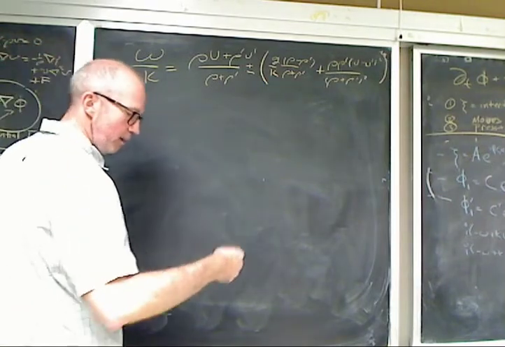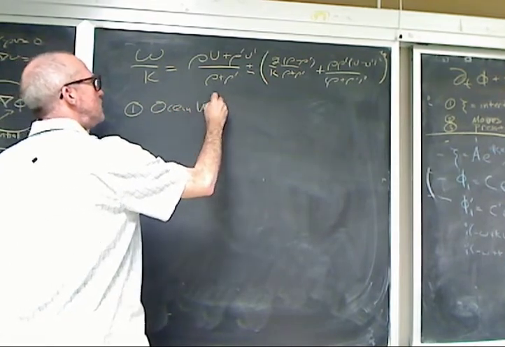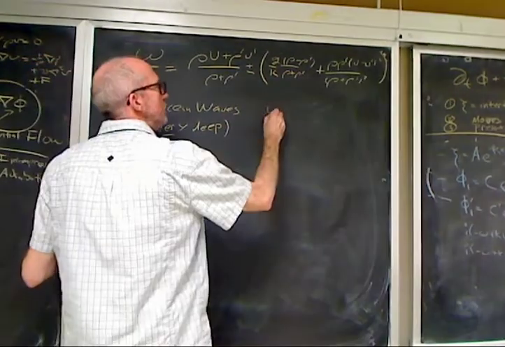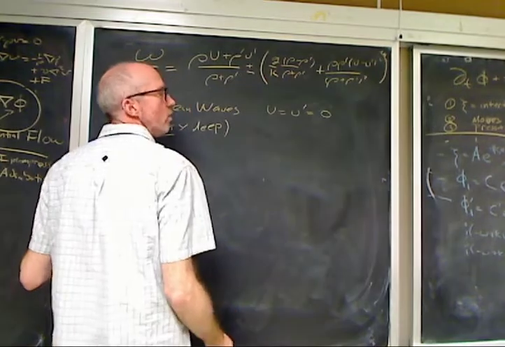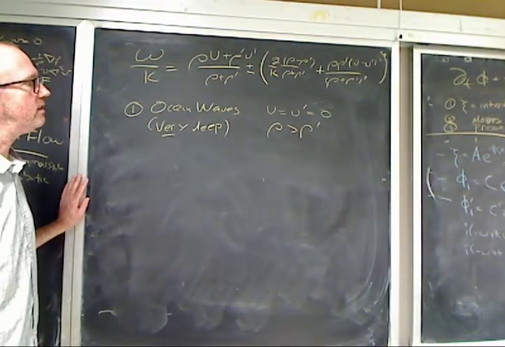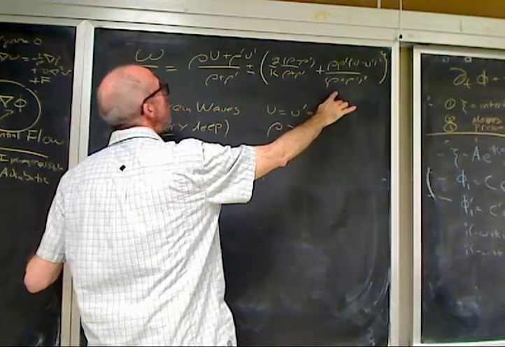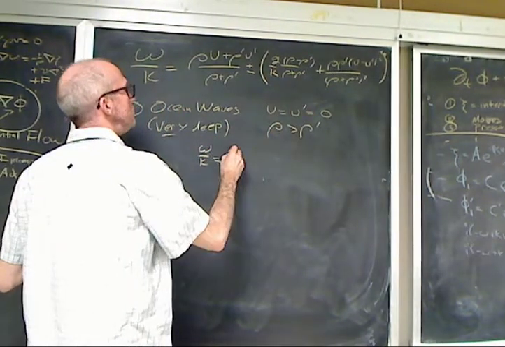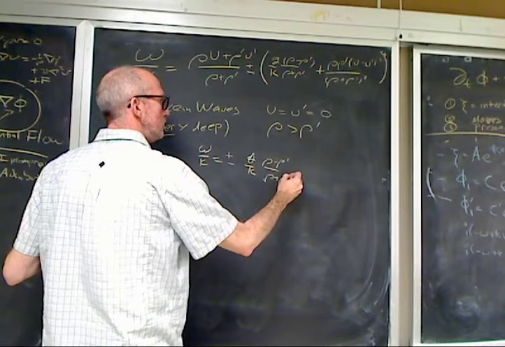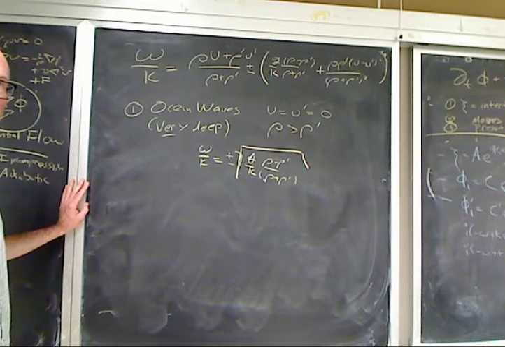But if we just simplify and say, okay, my boundary condition is infinitely far away, so very deep water, we're going to assume that u equals u prime equals 0, so that the water is just sitting there, and rho is bigger than rho prime, so that it doesn't fall out of the sky. So heavy is underneath light. So what does that mean for this? That means this first term goes away, this last term goes away, and we're left with omega over k equals plus or minus g over k, rho minus rho prime over rho plus rho prime. So this is the dispersion relation for deep water waves.